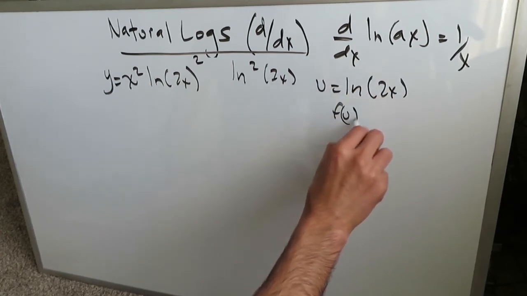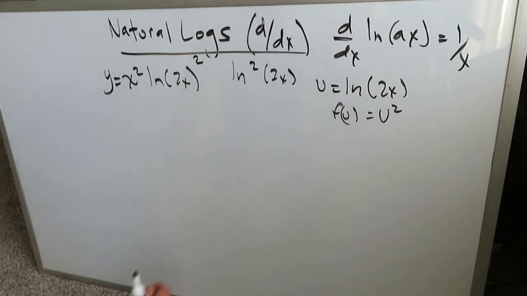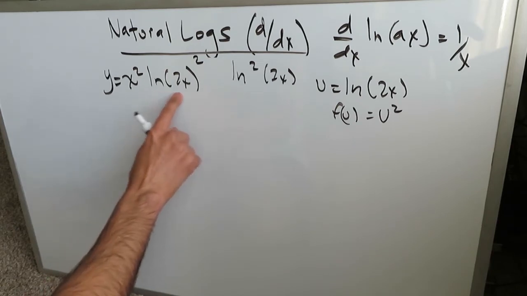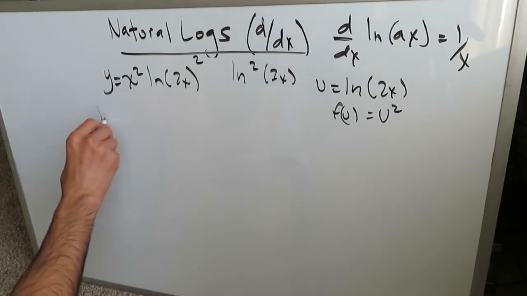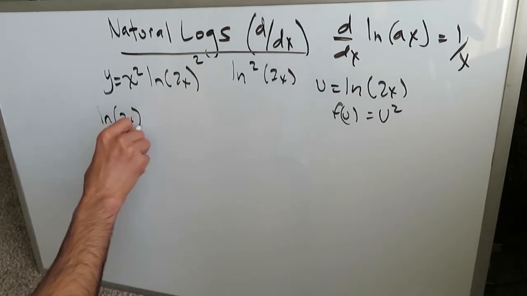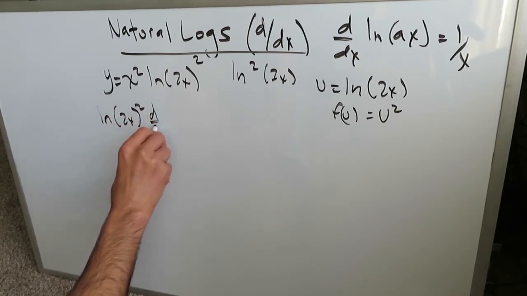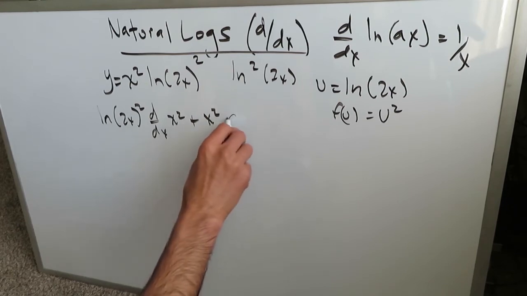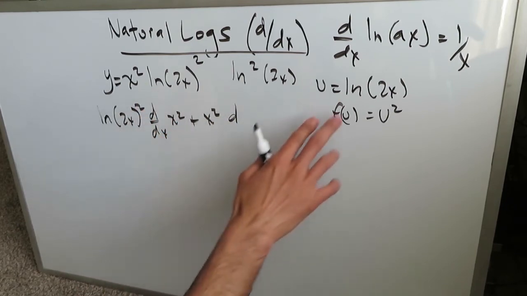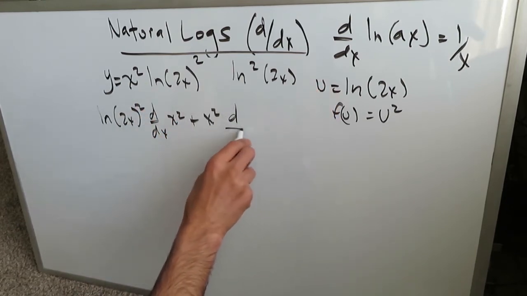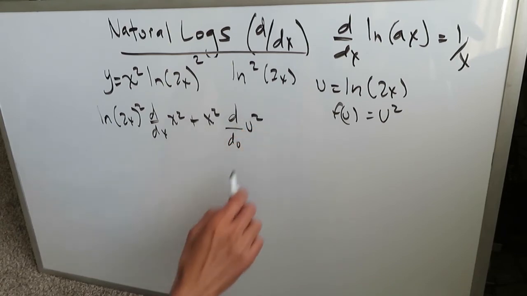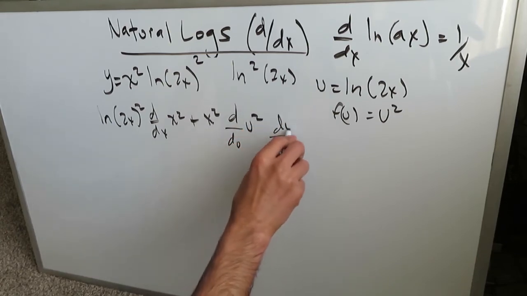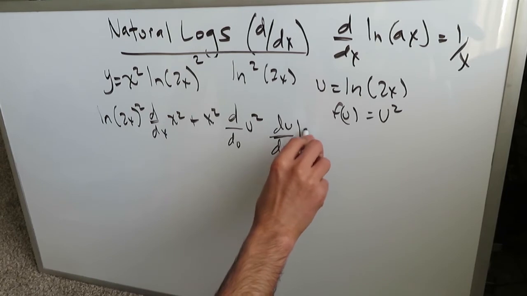Therefore, the function with regards to that u is u squared, right? But you have a product rule kicking in over here. So let's play this out. Here's my g function, here's my f function. The g function, ln 2x squared, multiplied by the derivative of x squared, plus x squared, which is your f function, now multiplied by the derivative of this, for which we bring in the substitution d over du of u squared, and then du over dx of ln 2x.